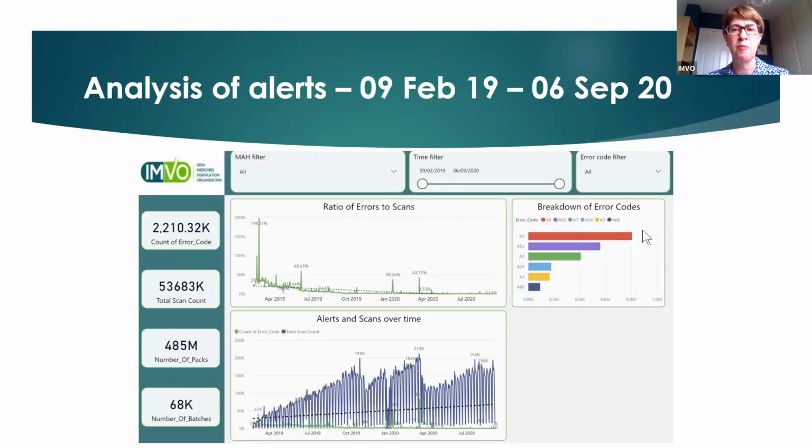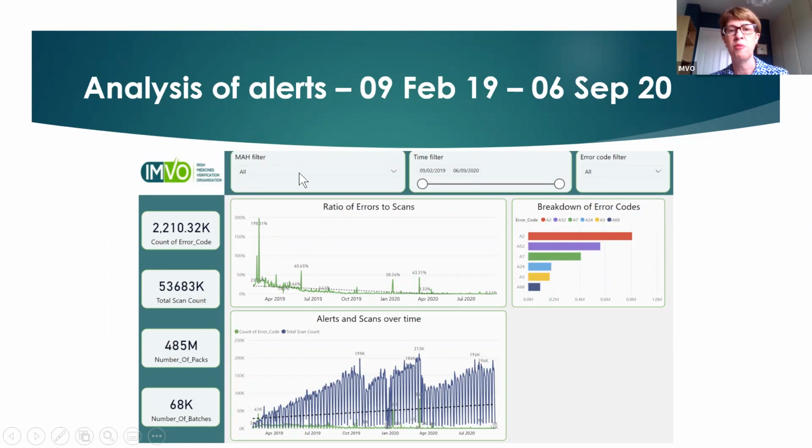So from our business tool that we use to analyse alerts, called Power BI, we can extract a dashboard showing where we're at with alerts. So if we look over here, we can see that we've had 2.2 million alerts since February last year, since the 9th of February. So that's obviously a substantial number of alerts. We've had 53 million scans. We have data for 485 million packs in the system, representing almost 70,000 batches.